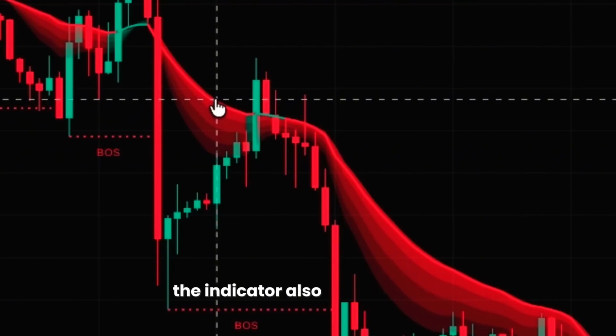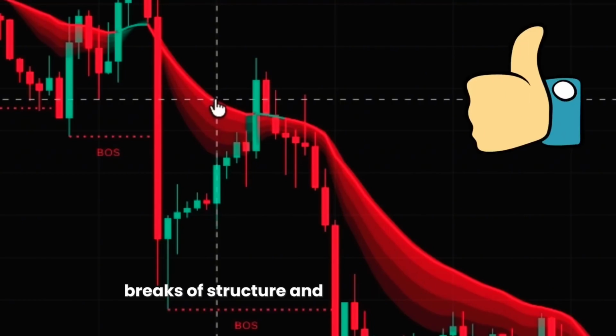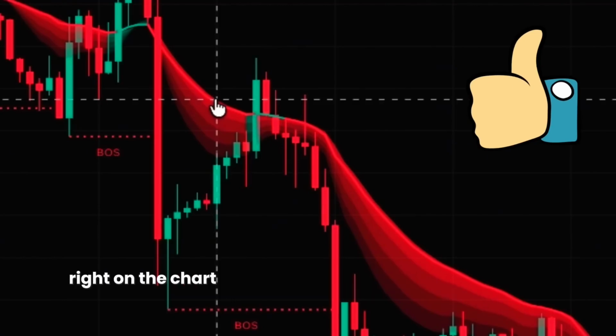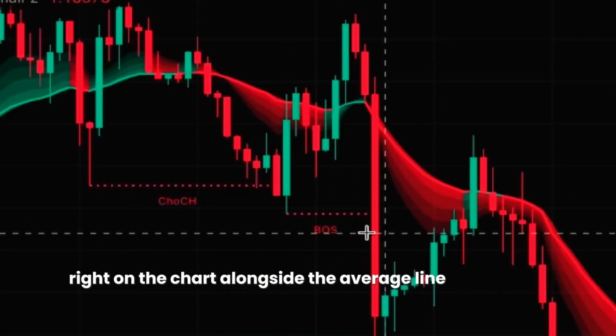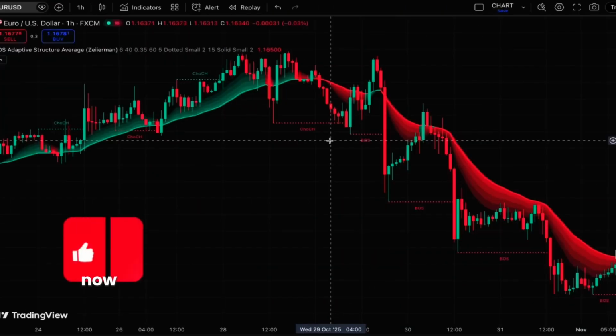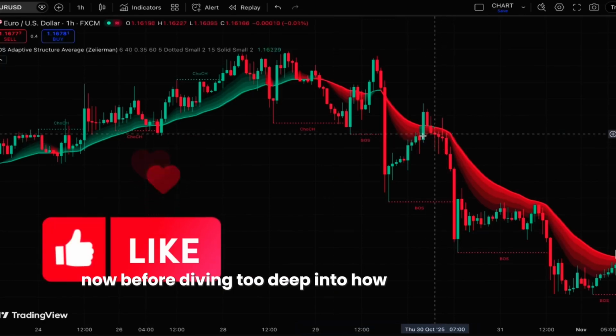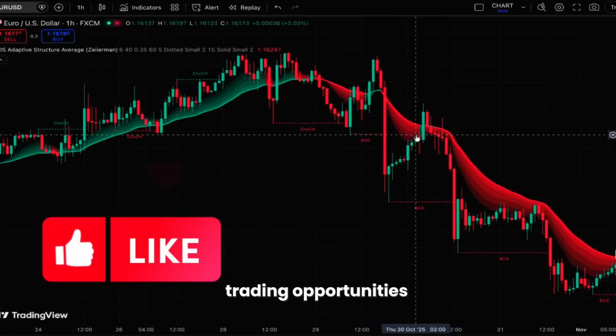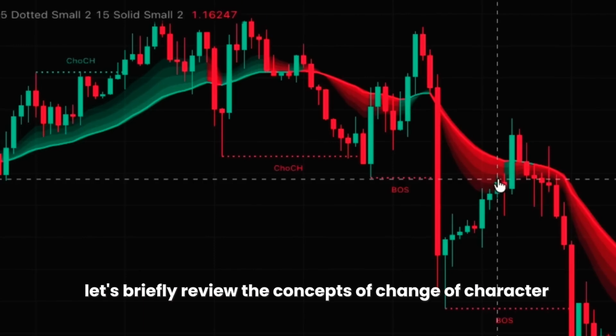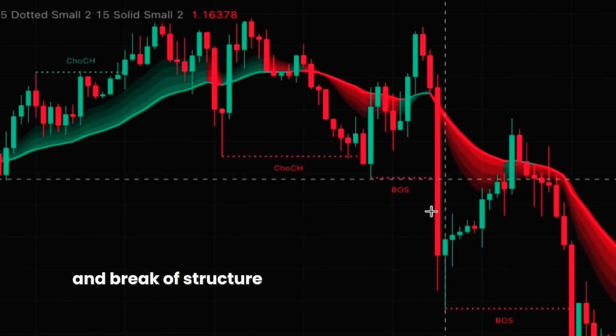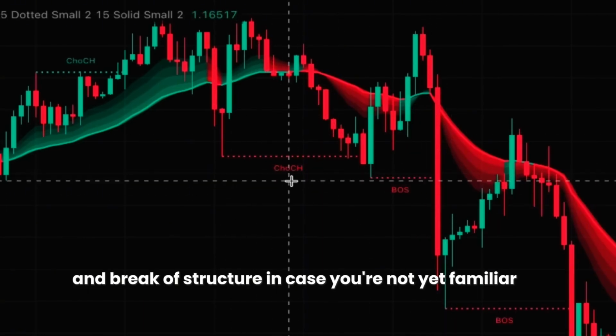The indicator also marks detected breaks of structure and changes of character right on the chart, alongside the average line and the trend cloud. Now, before diving too deep into how you can use this to spot trading opportunities, let's briefly review the concepts of change of character and break of structure, in case you're not yet familiar with them.